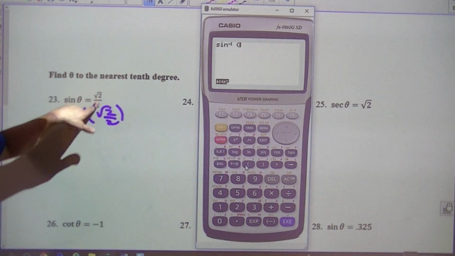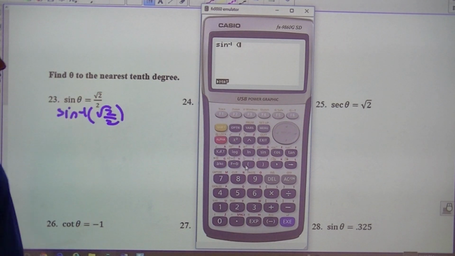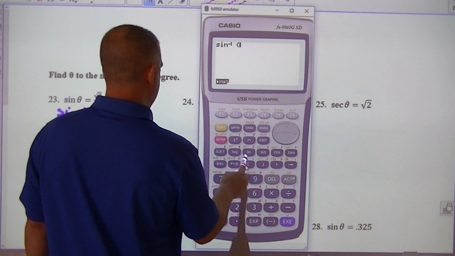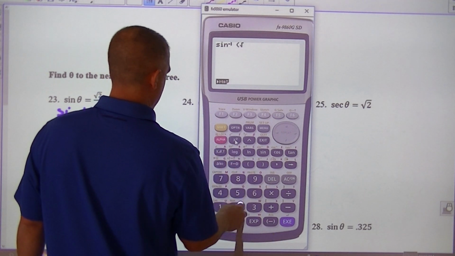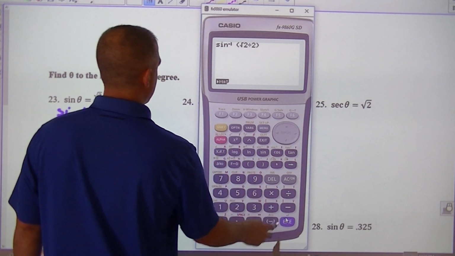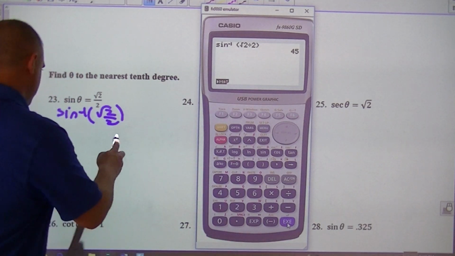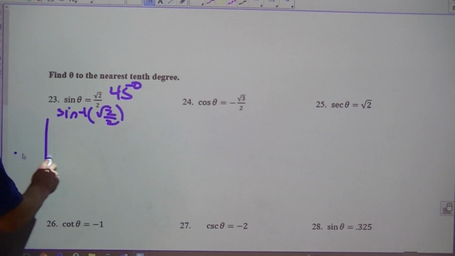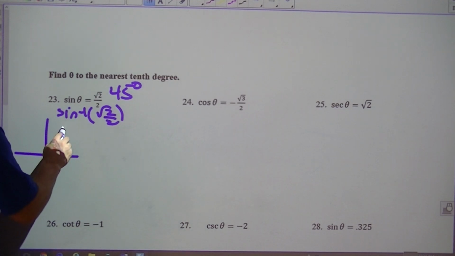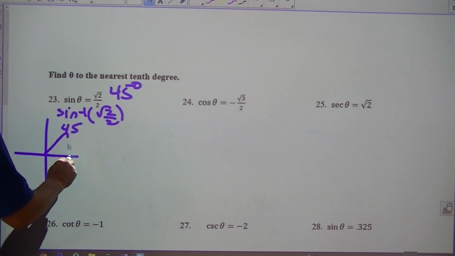Now, use your fraction button. You see fractions, use fractions. That would be square root of 2 divided by 2. All right. So the first angle that works is 45. What that means for me is that 45 would be right here.